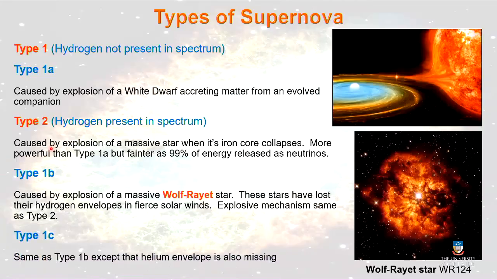Then we have a type 1c, which is the same as a type 1b, but the helium envelope is also missing. So these are stars that have also stripped away all the helium as well and left the carbon shell exposed. So this diagram here shows an example of a Wolf-Rayet star, and it's producing this envelope of gas. So this is the gas that's blowing off due to its own energy, expelling its outer layers into space.